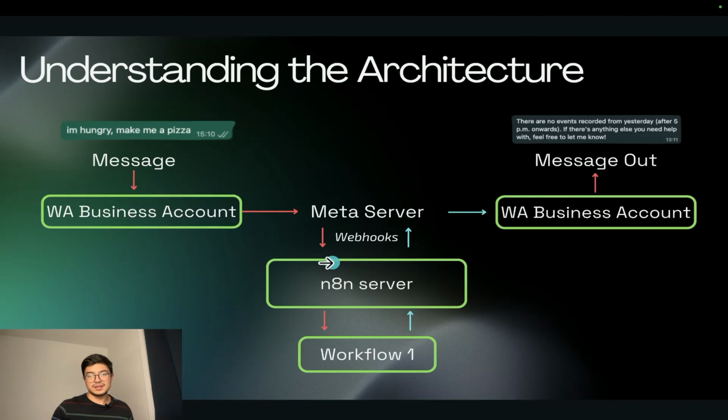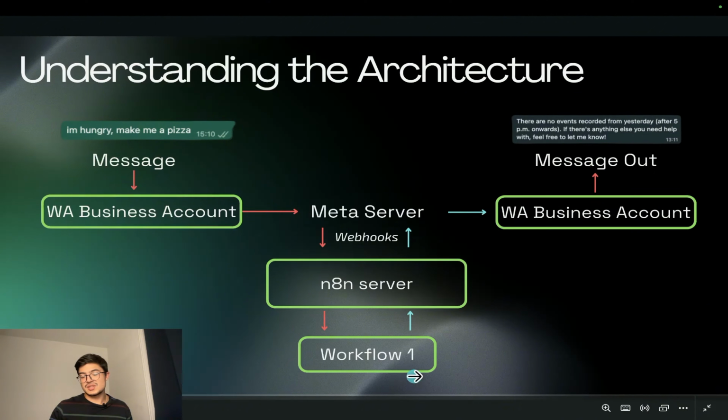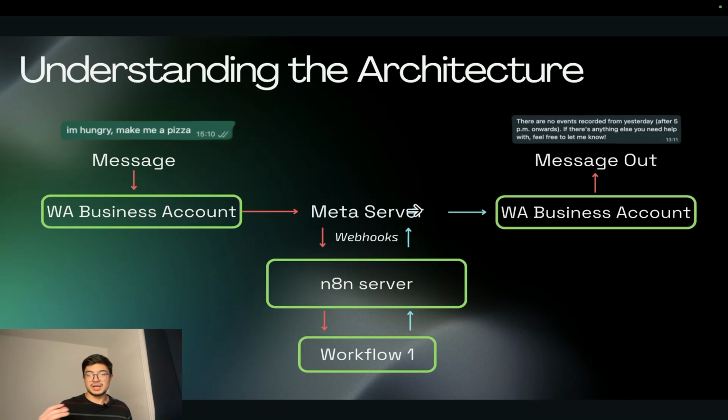Once the n8n server has your message, it chooses the associated workflow where the WhatsApp trigger is. Then the workflow does its thing, the message gets sent to the n8n server and then back to the Meta server. The Meta server has a business account associated, which normally is the same one, and then that message gets sent out and you receive it. So that's how it works in a nutshell. I didn't want it to get too complicated.